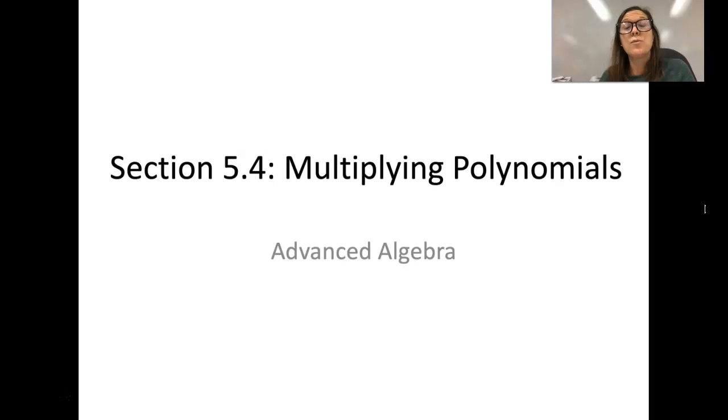Today we're going to get into multiplying polynomials. So last class we added and subtracted. So now we're going to get into multiplying, and then after your quiz tomorrow we're going to get into dividing, the two different types of methods of division.